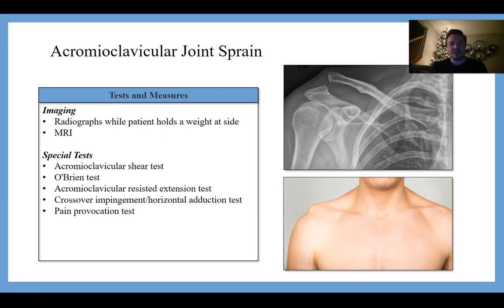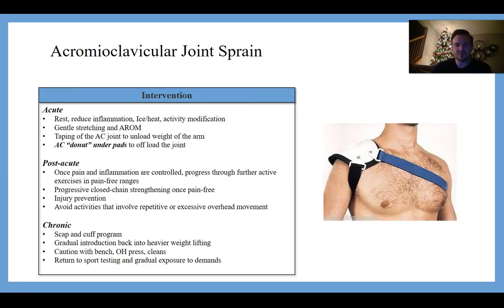Here's a picture on the right of both imaging and visual inspection, which is going to be part of your tests and measures. You can see how you have a superior migration of the clavicle in the x-ray on the top right, and that's what we call a step-off deformity in the picture on the bottom right. You can see that this individual has AC joint instability. So this would be a grade 3 at the minimum, maybe a grade 5 if we go back and look at those pictures. Special tests include the acromion shear test, O'Brien's test, AC resisted extension test, crossover impingement sign, and a pain provocation test as well.